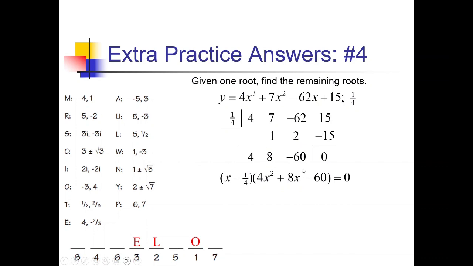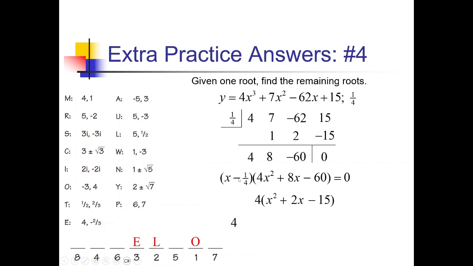Now 4, 8, and negative 60 are all divisible by 4. So I can take a 4 out of all of that, leaving me with x squared plus 2x minus 15. And I can factor that a little further. So I'm going to have the 4 that I just took out.